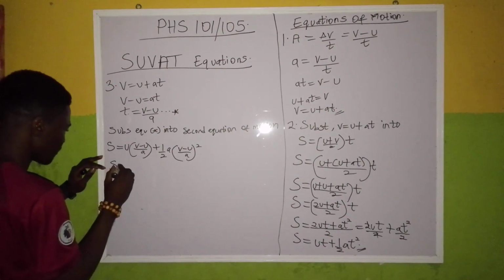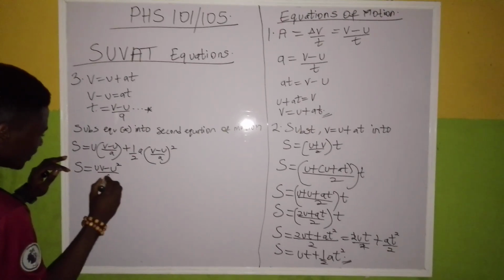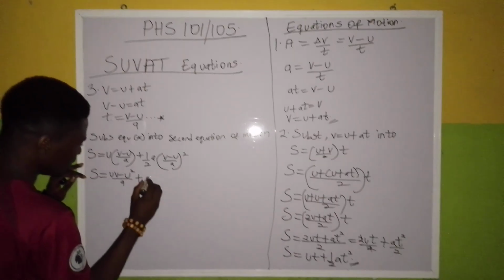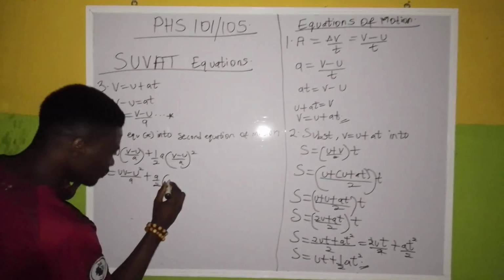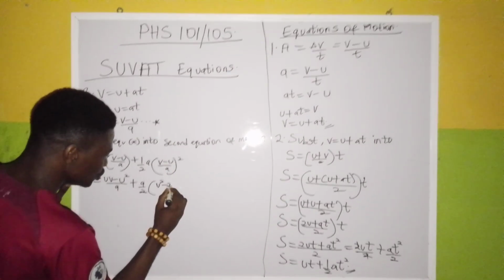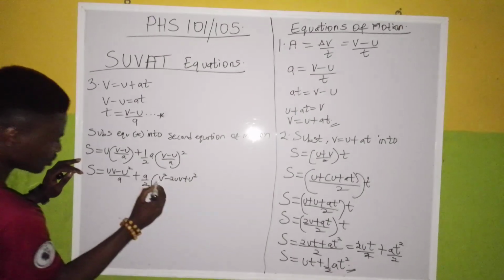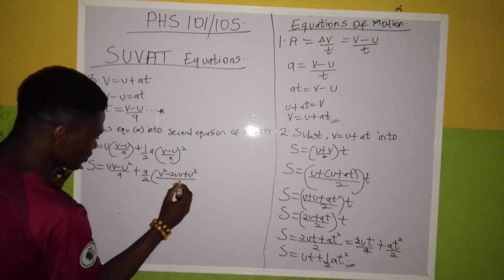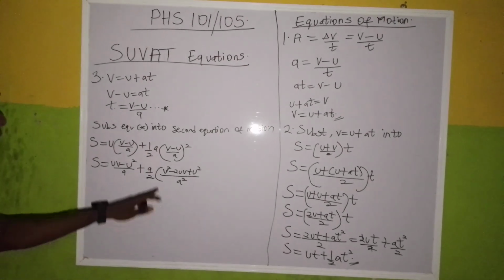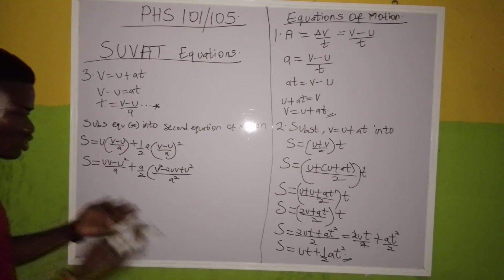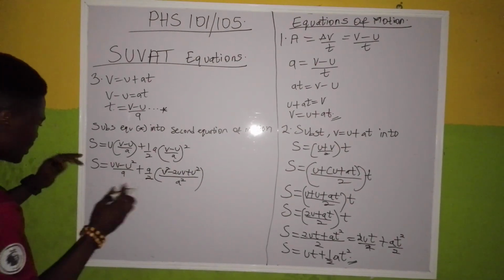We'll have s equals, if you open this, uv minus u squared over a plus a over 2 times, if you expand the top, v squared minus 2uv plus u squared. The square affects the top and the bottom, so it will be over a squared. Always make sure that you understand the distinction between v and u. V is the final velocity and u is the initial velocity, so don't make the mistake of interchanging them.